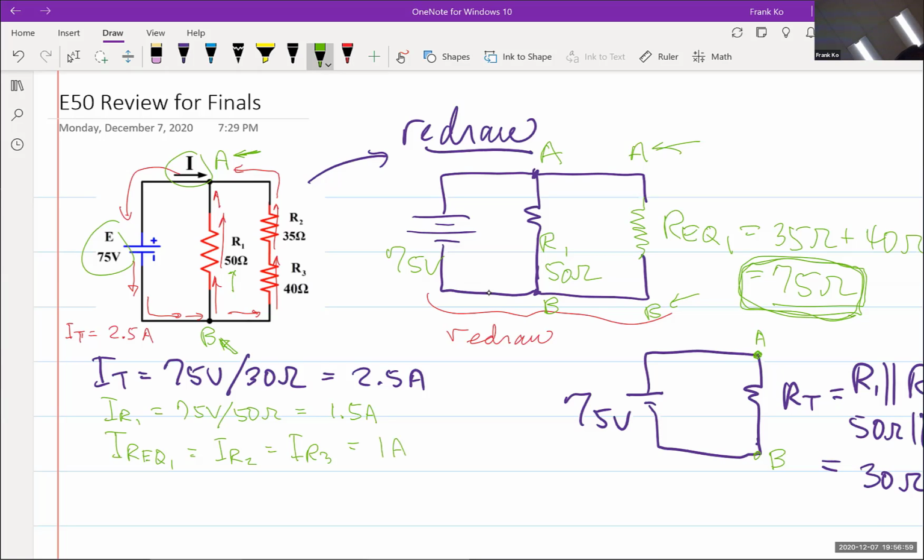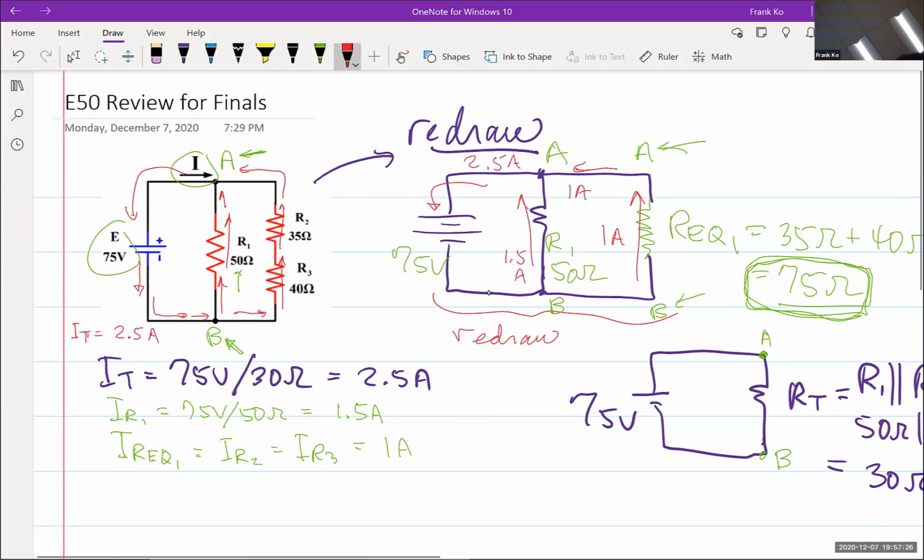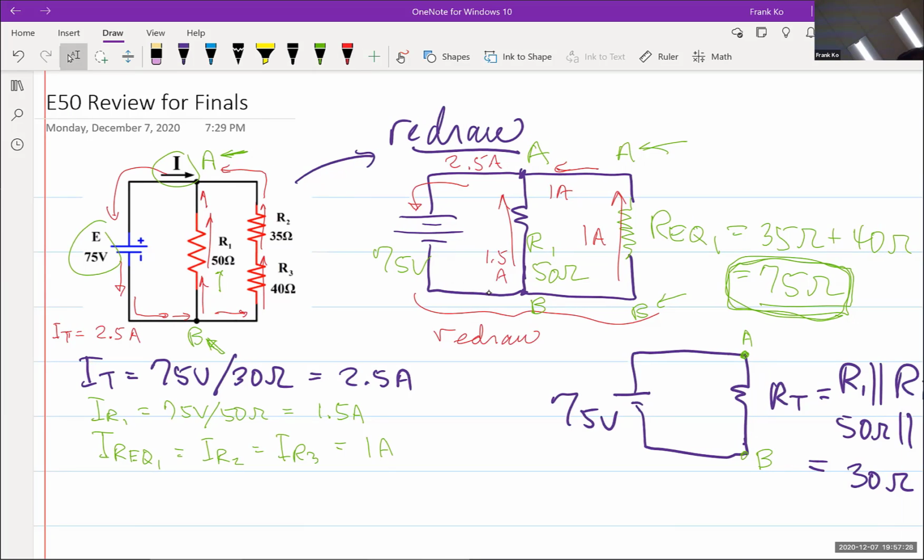So does the math work out? If I have 1.5 amps coming up here, and I have 1 amp coming here, when these two meet, the 1 amp and the 1.5, do they add up to be 2.5? That's really sloppy, I'm sorry. Does that end up to be 2.5 amps going back to the source? So have we solved for all the currents in all of this? Now you have to calculate your voltages.